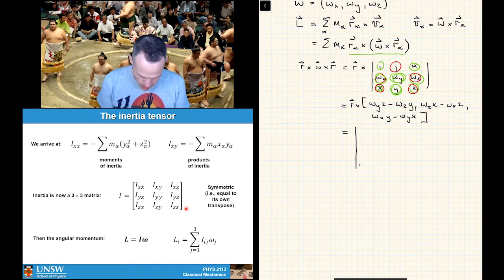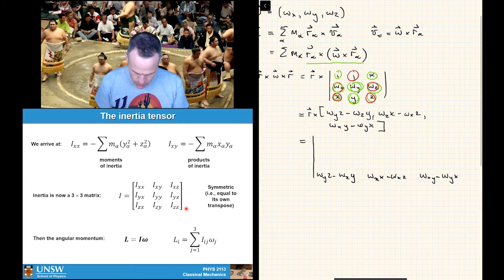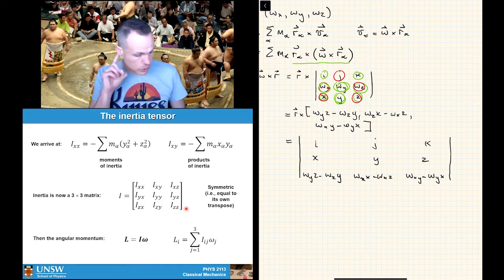So we're going to go omega Y Z minus omega Z Y, omega Z X minus omega X Z, and let me just slide this over. Omega X Y minus omega Y X. Whoop, too close to the edge. Like so. And then our R in here is now going to be X and Y and Z, and we're going to have an I and a J and a K on top as usual.